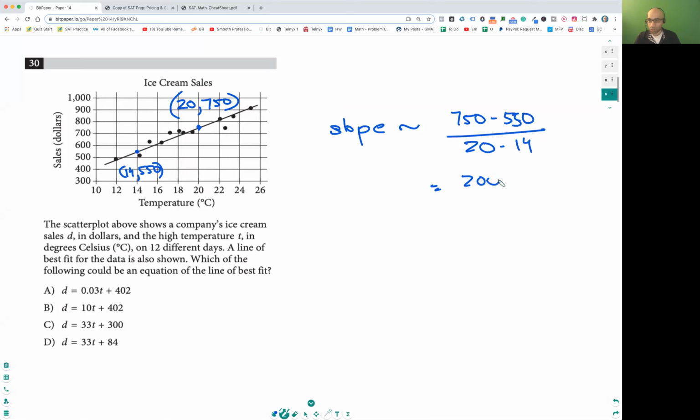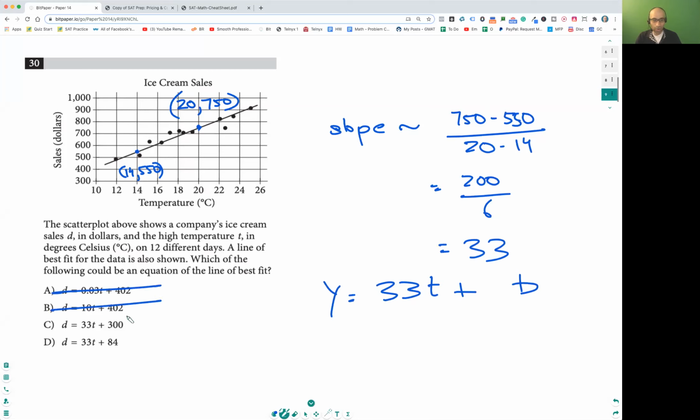Okay, so that's 200 over 6, right? So roughly 200 over 6 gives you like 33.33. So I'll just take 33. So it's going to be y is equal to 33x roughly, or in this case it's t, so 33t plus the constant b. Now just eliminate these two, right? Now all you need to find out is what is the 300 or 84, right?